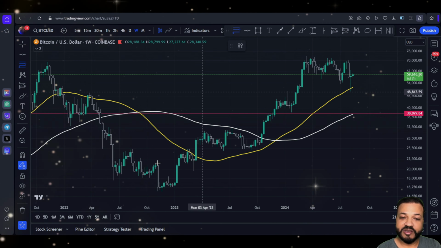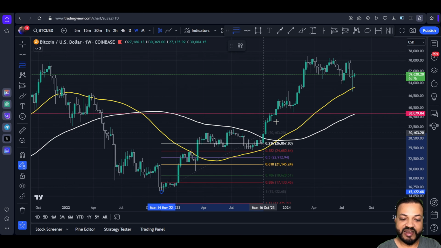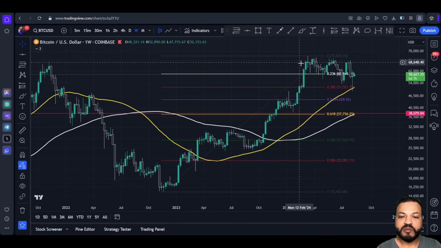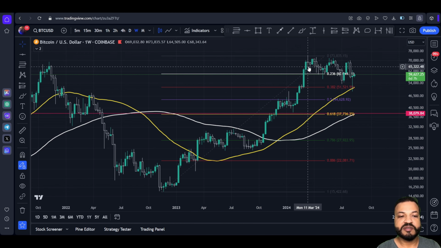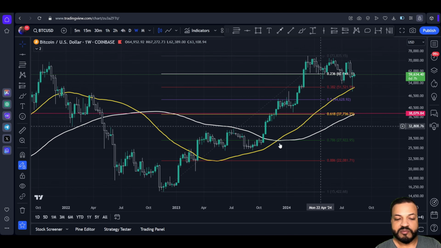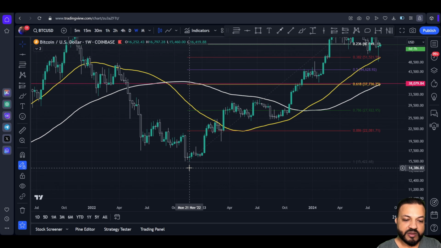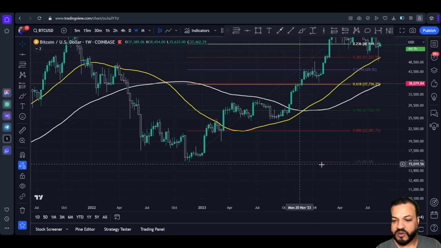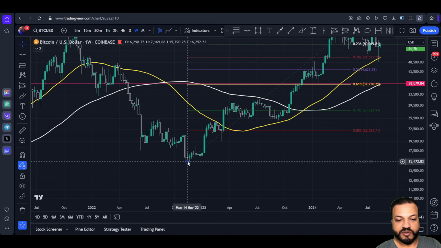Okay, so let's draw the Fibonacci and see where exactly we are moving. Usually I take the exact Fibonacci with the numbers, like can you see this? The high is 73,835.57. So yep, this is almost the same. And over here the low, you can see the low over here. The low is 15,460.